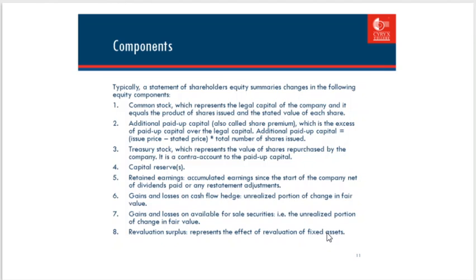Third, treasury stock, which represents the value of shares repurchased by the company. It is a contra account to the paid-up capital. Fourth, capital reserves. Fifth, retained earnings, accumulated earnings since the start of the company net of dividends paid or any restatement adjustments. Sixth, gains and losses on cash flow hedge, the unrealized portion of change in fair value. Seventh, gains and losses on available for sale securities, i.e. the unrealized portion of change in fair value. Eighth, revaluation surplus represents the effect of revaluation of fixed assets.